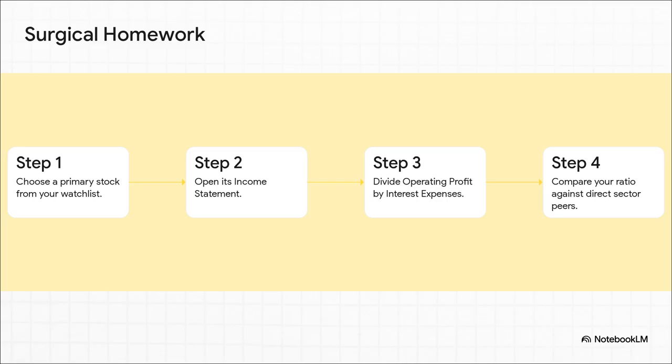Step 1, choose a primary stock from your portfolio watch list. Step 2, open up its income statement. Step 3, find the operating profit and locate the interest expenses line. And then just run the division yourself, calculate its interest coverage ratio. And finally, step 4, compare that result against its direct sector peers, applying the contextual skills we learned back on day 103.